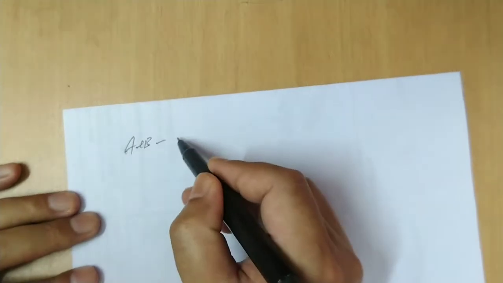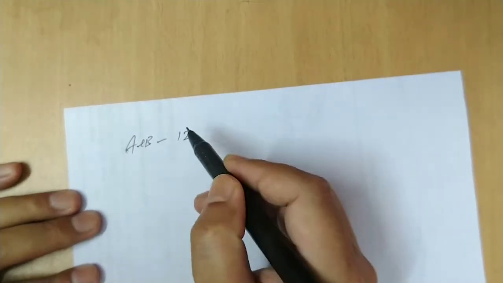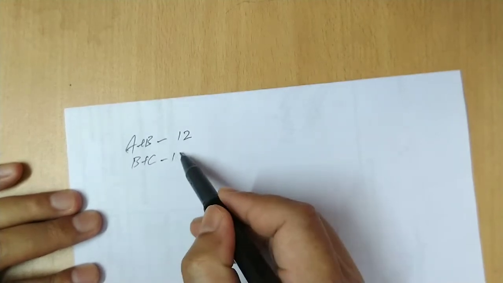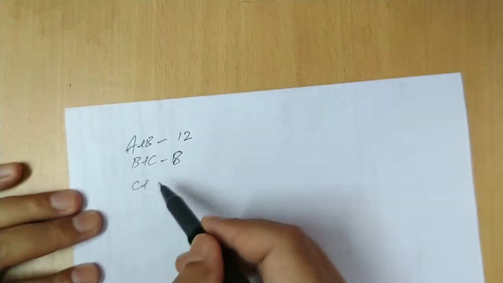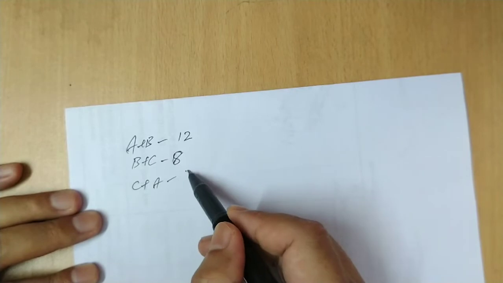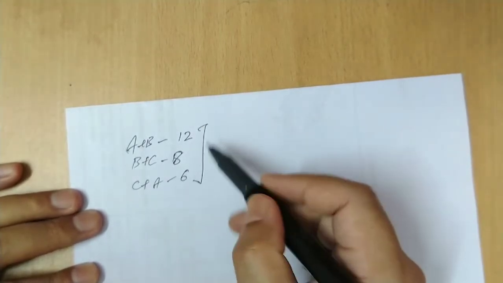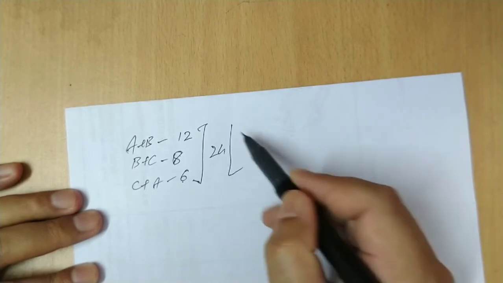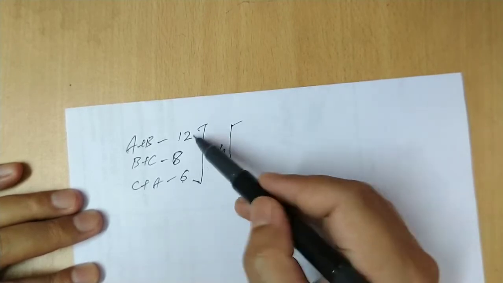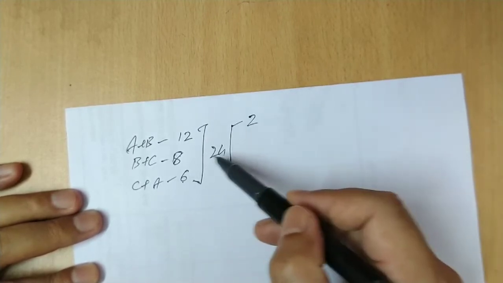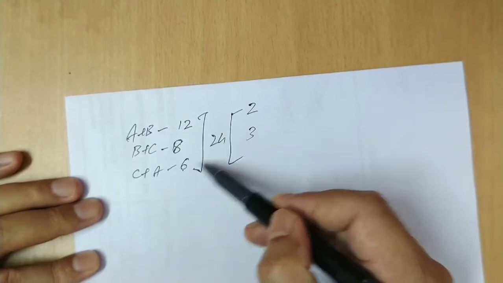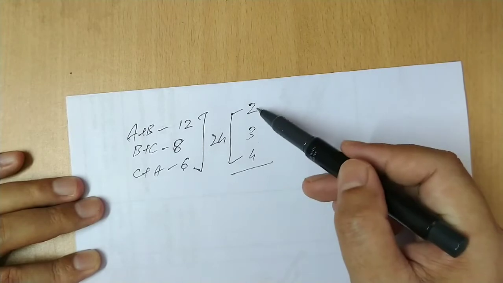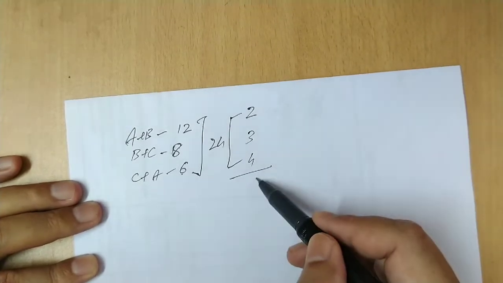A plus B takes 12 days to complete the work, B plus C takes 8 days and C plus A takes 6 days. If we take the LCM of 12, 8 and 6, we get 24, which is our total work. 24 divided by 12, we get 2. 24 divided by 8, we get 3. 24 divided by 6, we get 4. So if we add all the efficiencies, we get 9.